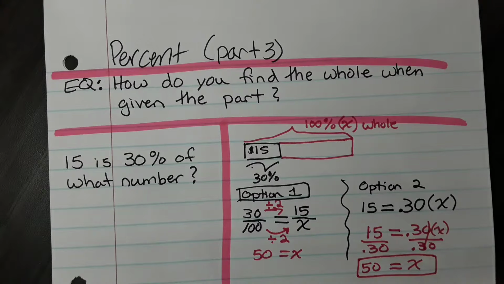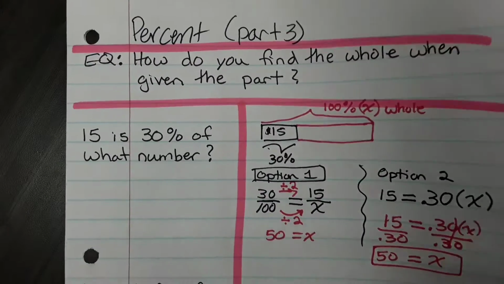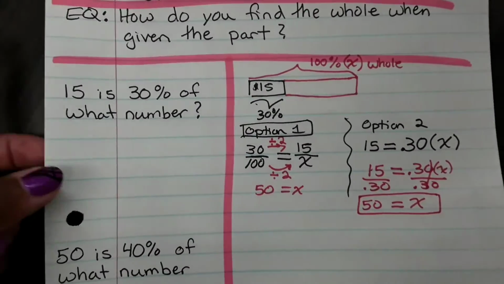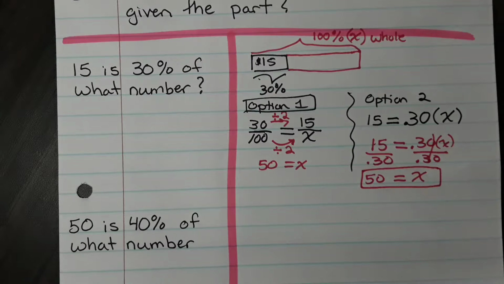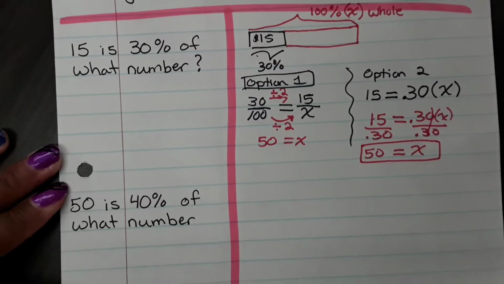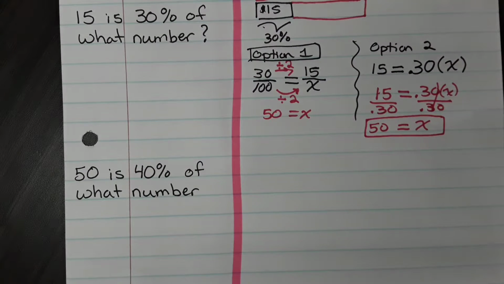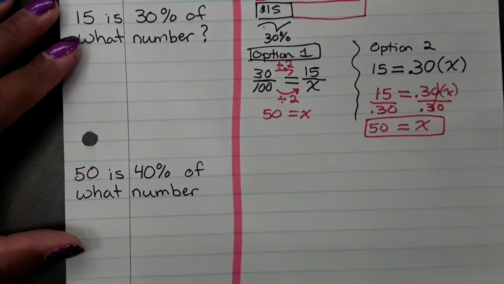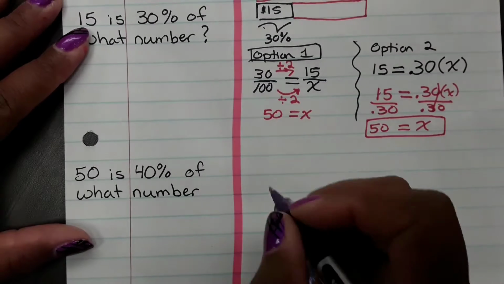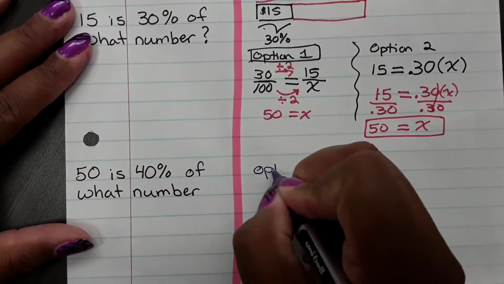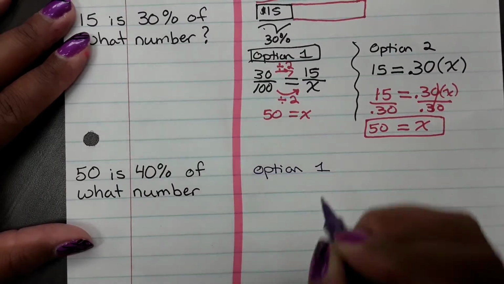Our next example we're going to practice with is: 50 is 40% of what number? So 50 is only a part of a bigger pot. We want to know what is that bigger pot. So how much was in that larger pot to start with? So using option 1, where we set up our proportion.